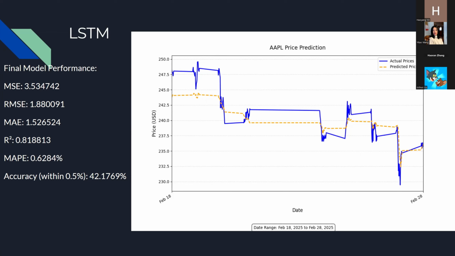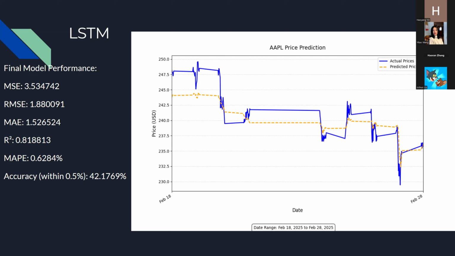And the model maintained a very low MAPE of just 0.63, with predictions falling within 0.5 of the actual price approximately 42% of the time. This visualization demonstrates how our model tracks major price movements while smoothing out extreme volatility. It effectively followed the downward trend while maintaining prediction error lower than the traditional approaches.